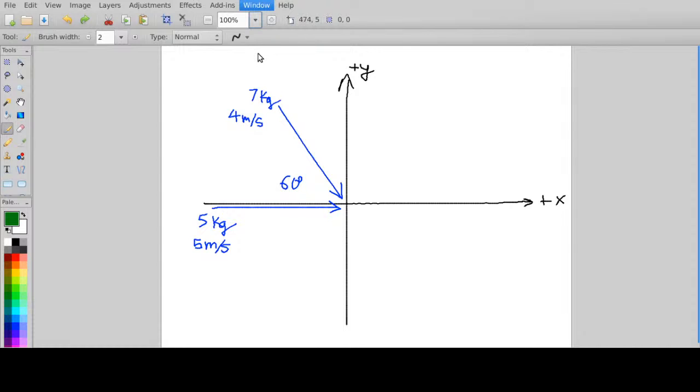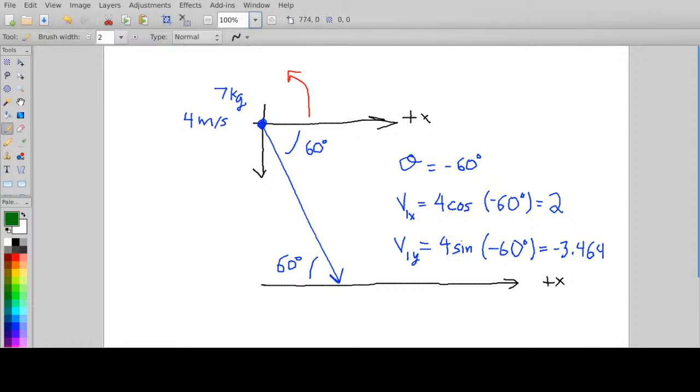And is it going to switch on me? There it goes. Okay, good. Did that work? It did. Good. All right, so let's take a look at that diagram. This is not the collision. This is just the 7 kilogram traveling at 4 meters per second. Okay, and here's that 60 degrees. Maybe I drew too much in this diagram. Yeah, I probably drew too much, but that's okay. So this is the 60 degrees.